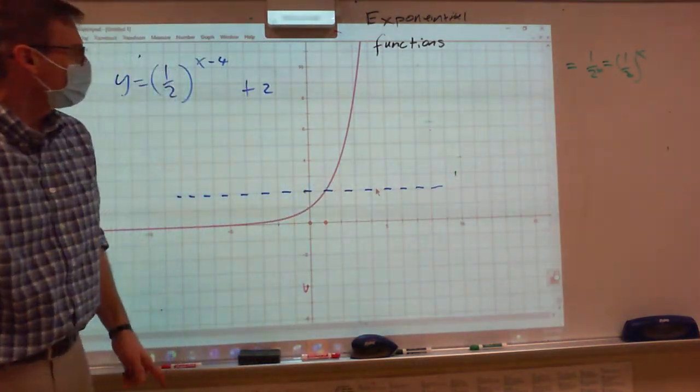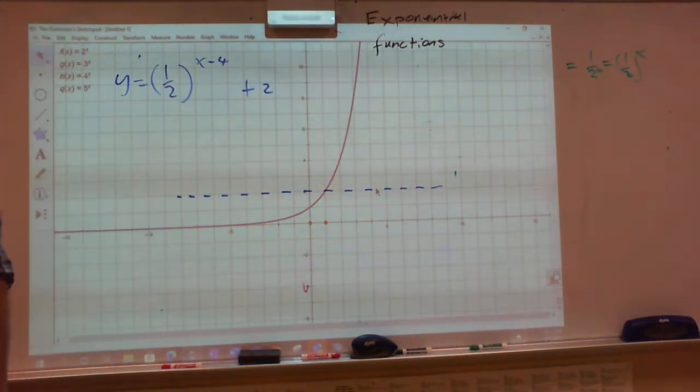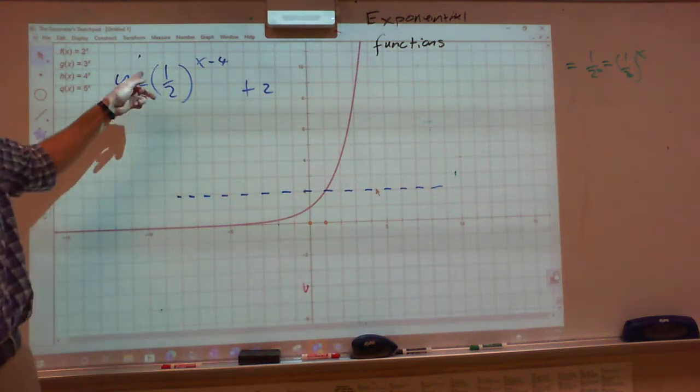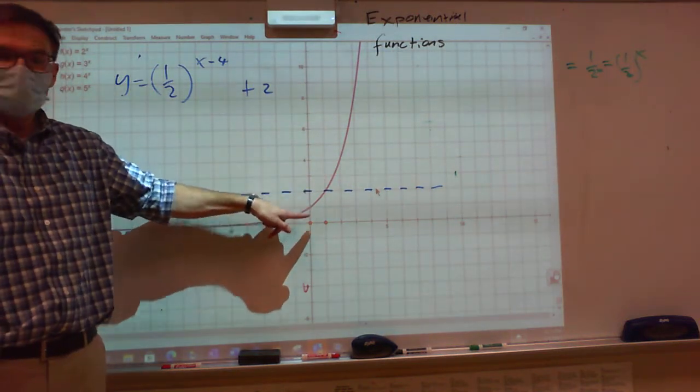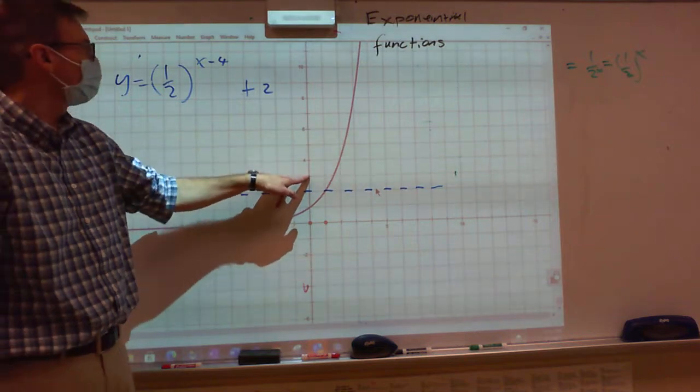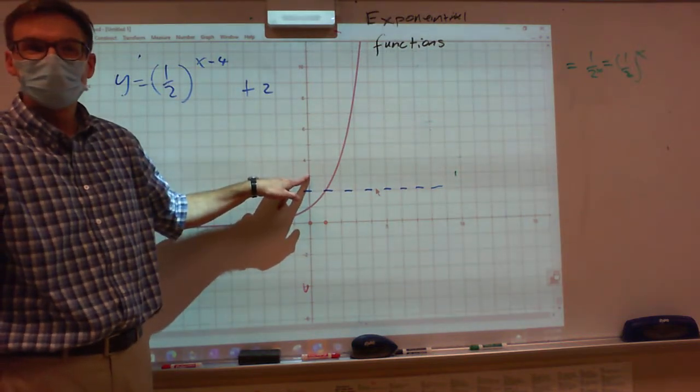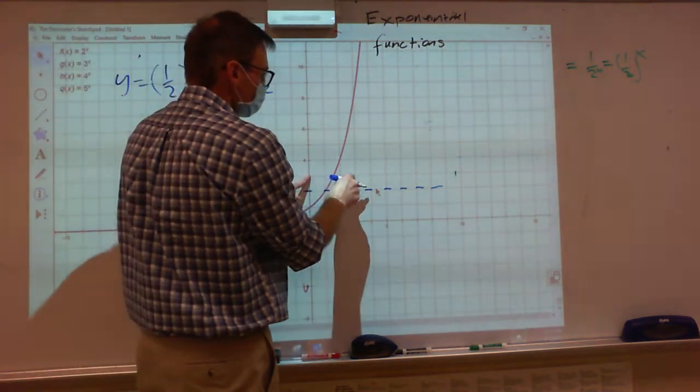All right, is the special point above or below the asymptote? Above, right? If this thing's positive, it's above. So the special point's above. What's the minus 4 tell me to do? Go right 4, 1, 2, 3, 4, and put a dot.